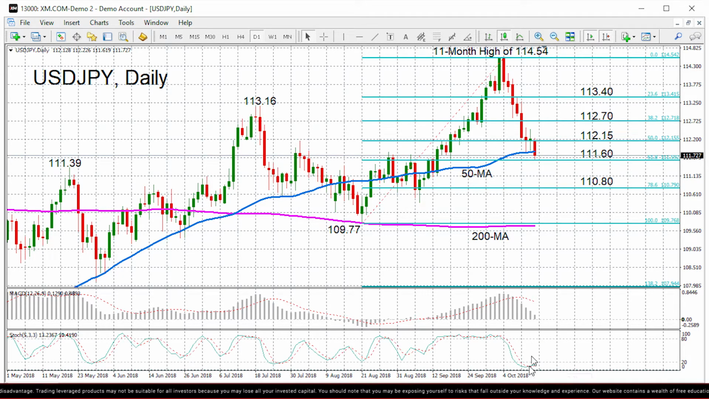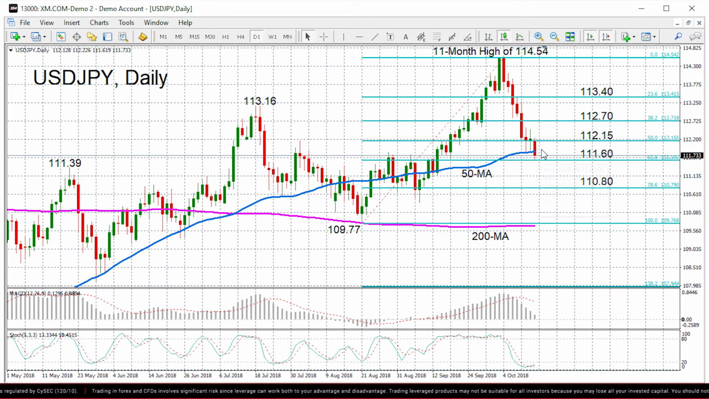If we have a look at the stochastic oscillators, both lines are in oversold territory. There does appear to be a bullish crossover of the percentage K line with the percentage D line, a very weak one. So we could perhaps be seeing an upside correction in the very near future. At the moment, though, immediate support is coming from the 61.8% Fibonacci retracement of the upleg from 109.77 to 114.54. So that's around 111.60. We can see prices also have broken below the 50-day moving average.